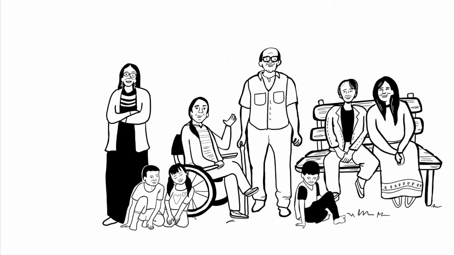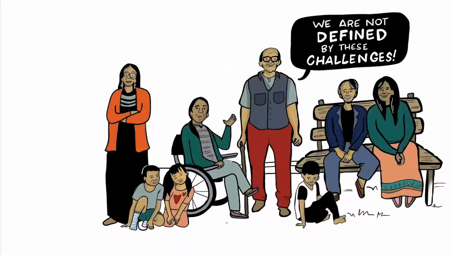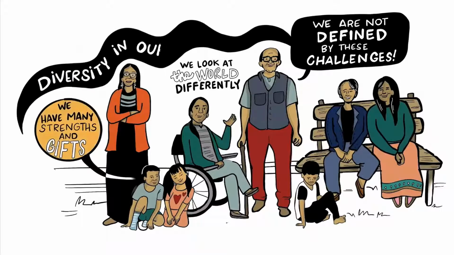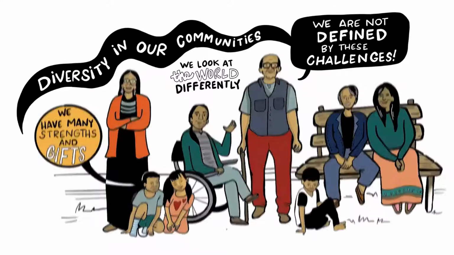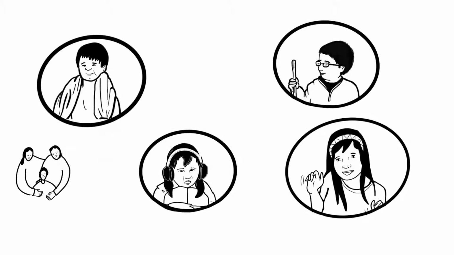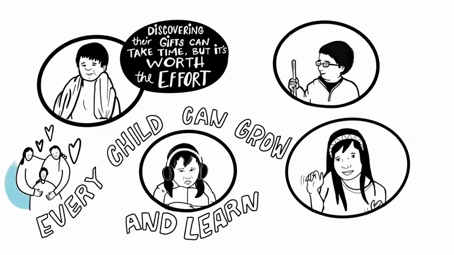A person with autism may have difficulties. However, they are not defined by those challenges. Children with autism can have many strengths and gifts. They look at the world in a different way and reflect the wide range of diversity among people in our communities. Understanding the child as an individual and discovering their gifts can take time, but it's worth the effort and every child can grow and learn.